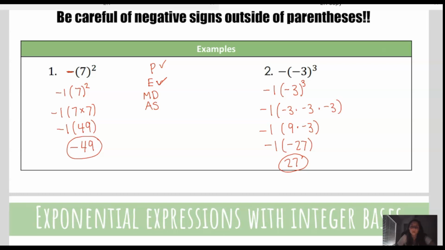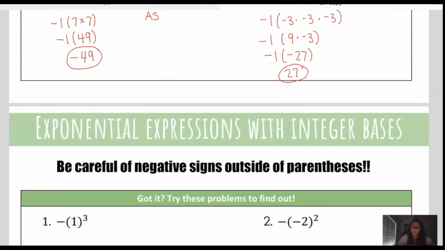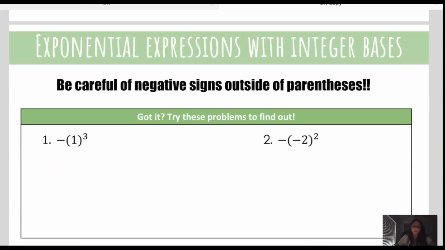Okay, so you have to be careful when there's negatives outside parentheses. So why don't you give that a try? Remember, the negative outside parentheses is really like saying negative 1 times 1 cubed. Just like over here, we have negative 1 times negative 2 squared. And make sure you do your exponents before you multiply by that negative 1. Go ahead and give it a try.